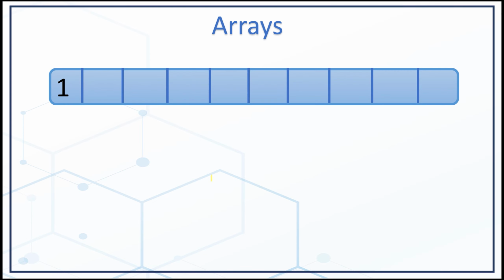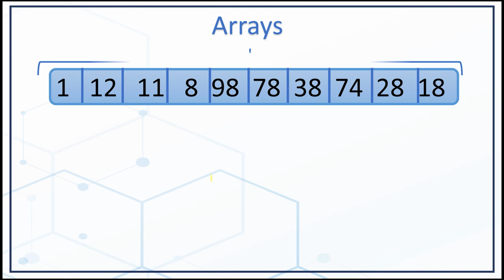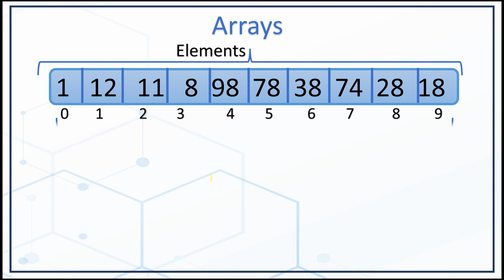Let's see how an array looks like. This is how an array looks like. Each value or item here is called an element, and the location of each element is called an index. Indexes are generally represented by a whole number starting from 0.